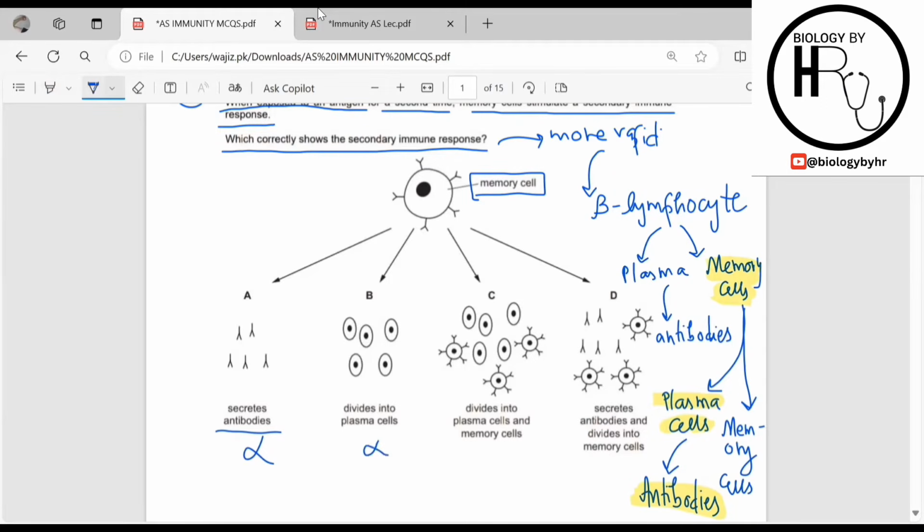Divides into the plasma cells. It is dividing into the plasma cell, but it is also dividing into the memory cell. So we can say that it divides into the plasma cells and the memory cells. Hence, our answer for this MCQ will be option C. Let's have a look at why option D is also incorrect. Secretes the antibodies and divides into the memory cells. No, we know that the memory cell itself does not secrete the antibody, but the memory cells differentiate into the plasma cells, and then those plasma cells secrete the antibodies. So yeah, I hope that this is clear to all of you.